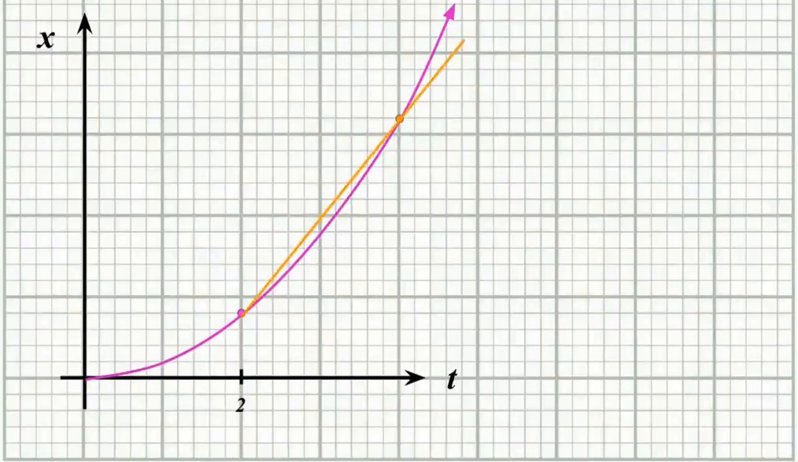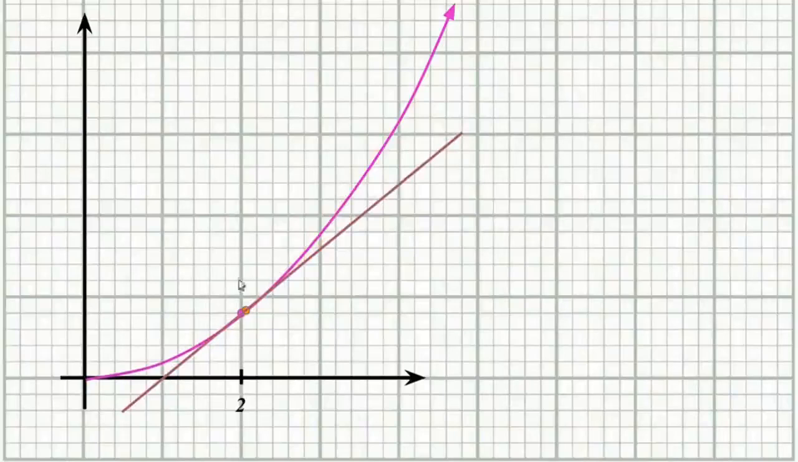I'll find this slope between 2 seconds and 4 seconds, but then what if I move this point closer? And I keep connecting the 2 points. I can move the 2 points closer and closer until they are the same point. And then what is the slope of this line?